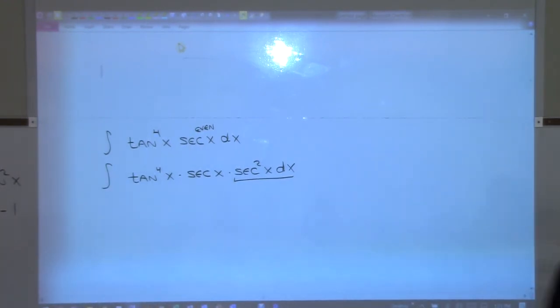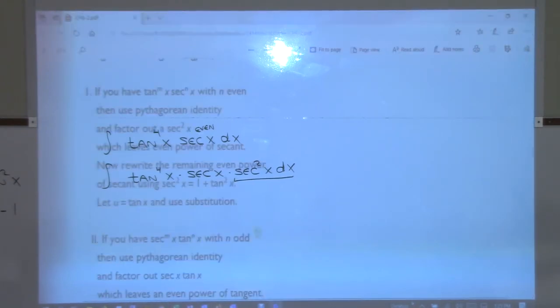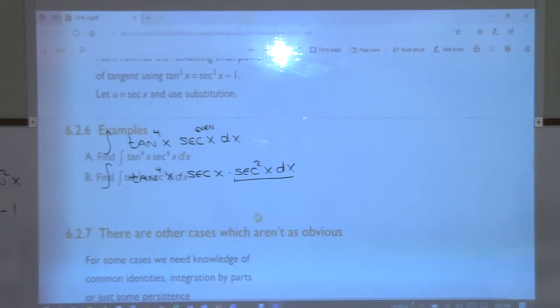All right, let's take a look at the next example. Tangent to the fifth secant cubed.